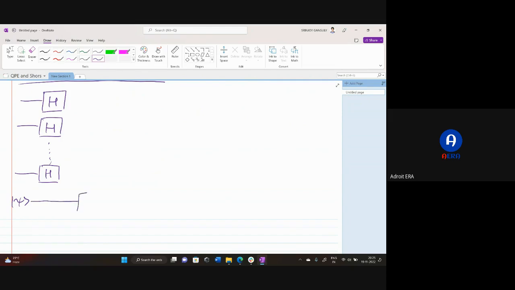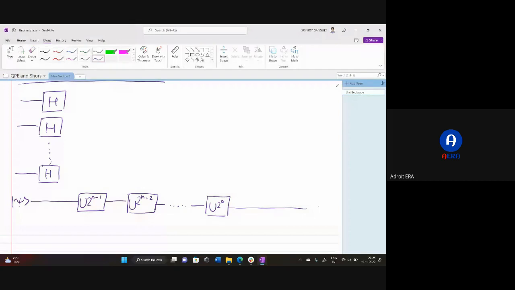Then we will have these controlled U operations: U to the power 2 to the n minus 1, then another one, U 2 to the n minus 2, and so on, up to U 2 to the 0. And nothing we do here on the target.